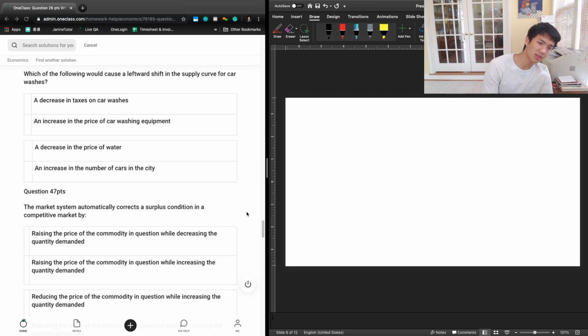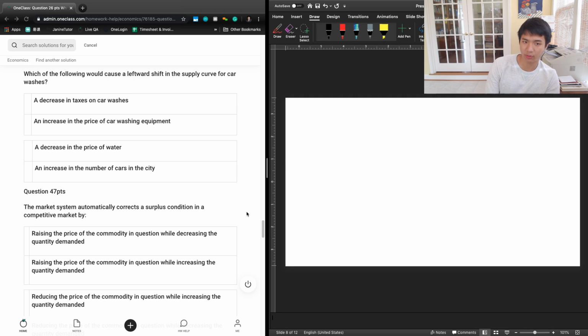B says the increase in the price of car washing equipment. So if we assume that car washing equipment is an input for car washes, then yes, an increase in the price of car washing equipment would reduce the quantity supplied of car washes at every price level. And so this is going to be a supply determinant that does cause a leftward shift. So we're going to keep an eye on that one for sure.